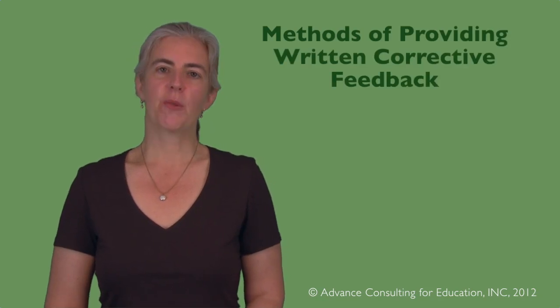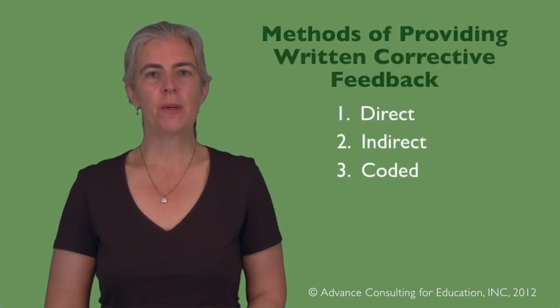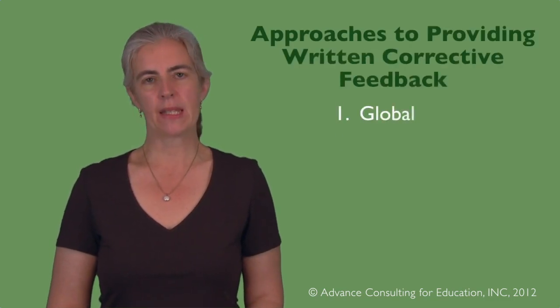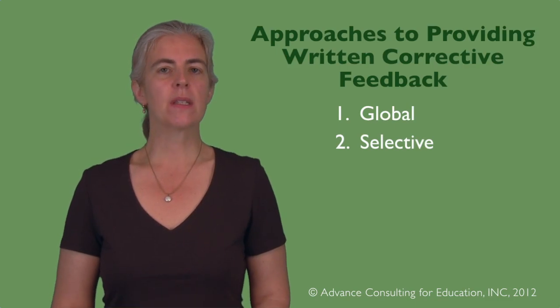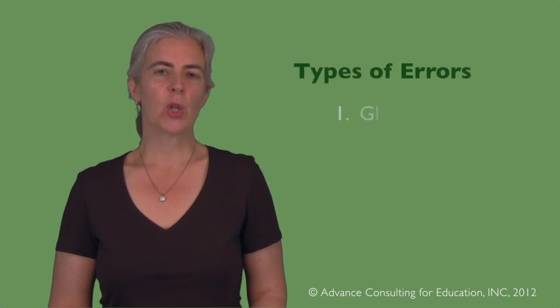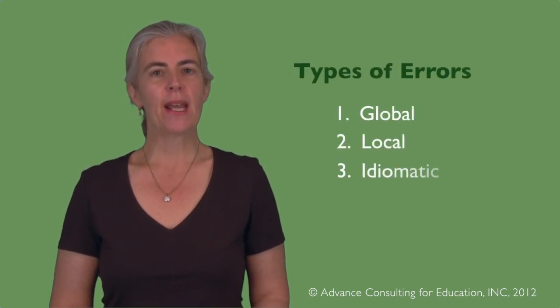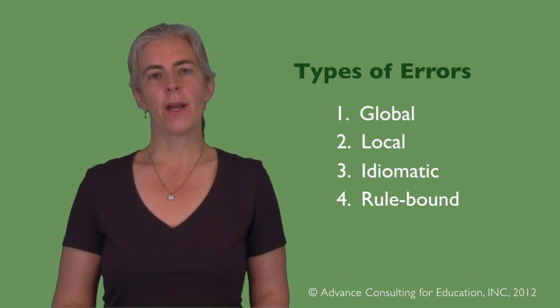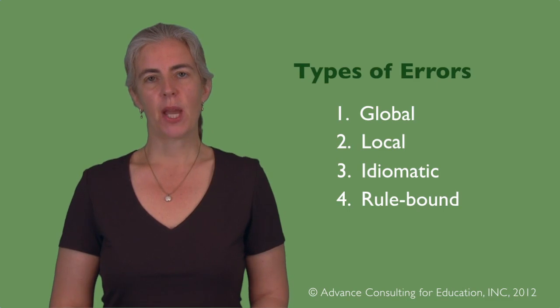So to summarize then, what we did today was, I hope what we did was build a vocabulary for you to discuss written corrective feedback. There are 3 different methods of providing corrective feedback: direct, indirect, and coded, that we talked about. There are different approaches to providing written corrective feedback: global and selective, where the teacher uses his or her judgment to provide that kind of feedback. And there are different types of errors: global errors, local errors, idiomatic and rule-bound errors. And you may want to vary your methods of correction based on the type of error.